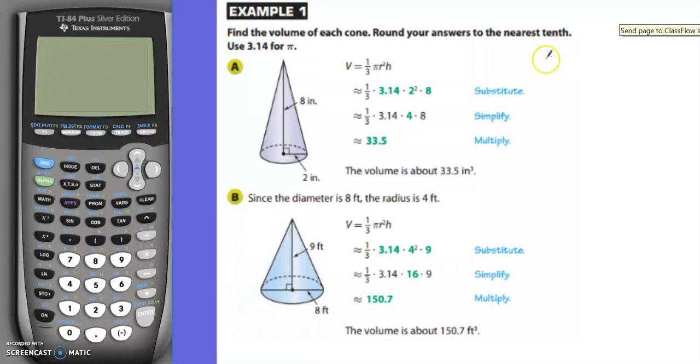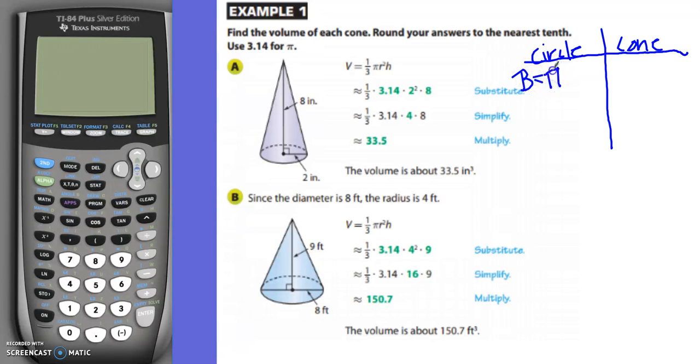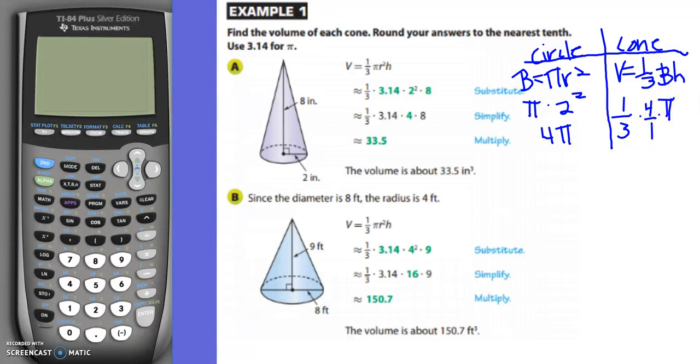So on example 1, we have a circle base and a cone. To find the base, we do pi r squared. To find the cone, we do 1/3 big B times h. All right, the radius is 2, so we're going to do pi times 2 squared. 2 squared is 4, so we have 4 pi. We're going to say 1/3 times 4 pi, and the height is 8.